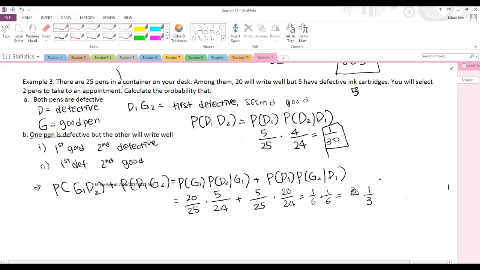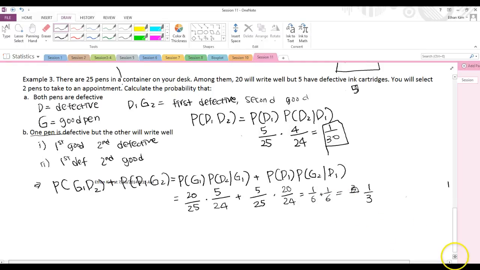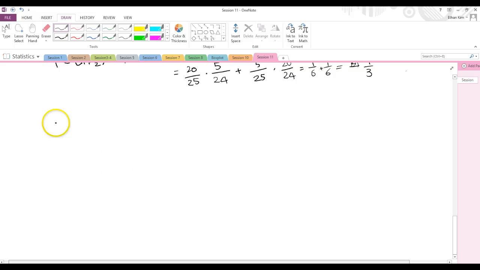Alright, so we're going to move on to the discussion of independence. We talked about it briefly before. Okay, so independence. Last class we established that two events A and B are called independent when P(A and B) equals P(A) times P(B). So this is if independent.